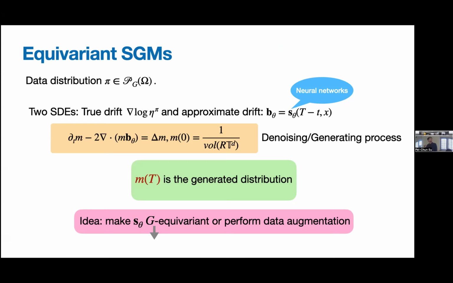And the idea is to either perform data augmentation, or to make this S theta G equivariant, because we know if the target distribution is G invariant, then its score function should be G equivariant. So will it help if we make the score approximation also G equivariant? This will ensure the generated distribution is always G invariant, because the initial condition respects the symmetry.